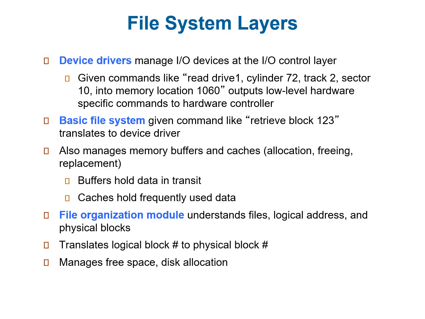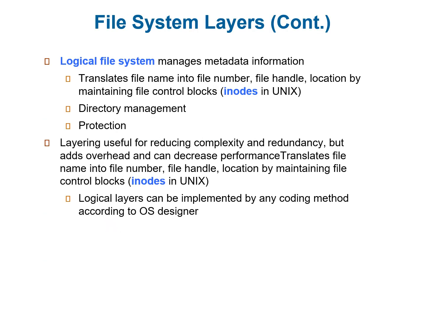So if you are opening 3 or 4 files at a time, the file which is in access will be in the cache memory, whereas the other things will be residing in the primary memory. And the file organization module understands the file's logical address as well as the physical blocks. It also translates the logical block to physical block, and it also manages free space and disk allocation data. So we will see one by one.